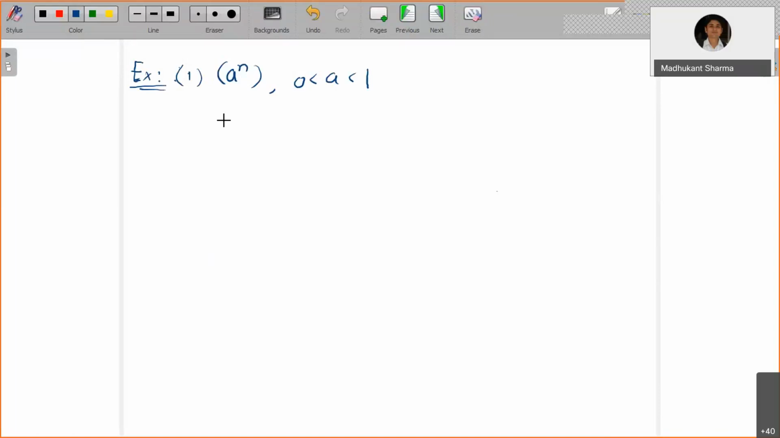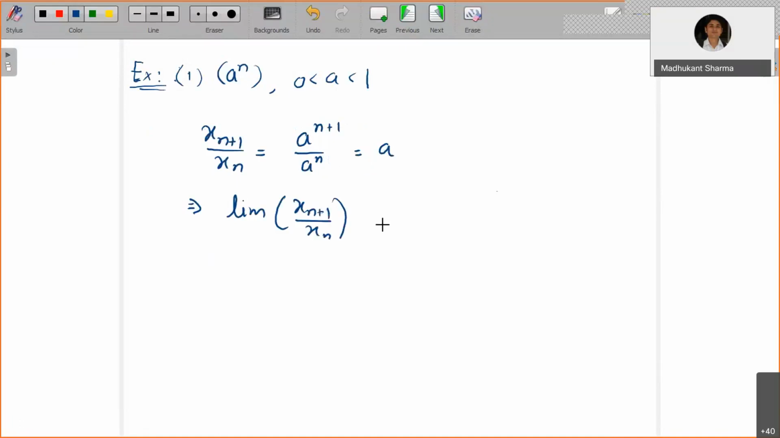Here in the sequence, let's take xn plus 1 divided by xn. If you take the ratio, it is a to the power n plus 1 by a to the power n, which is going to be a. So the ratios are nothing but a constant, a. This sequence certainly converges, and this implies the limit of xn plus 1 by xn equals a, since a constant sequence converges.